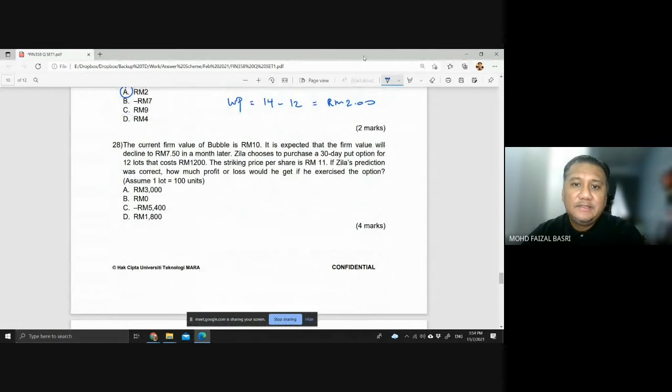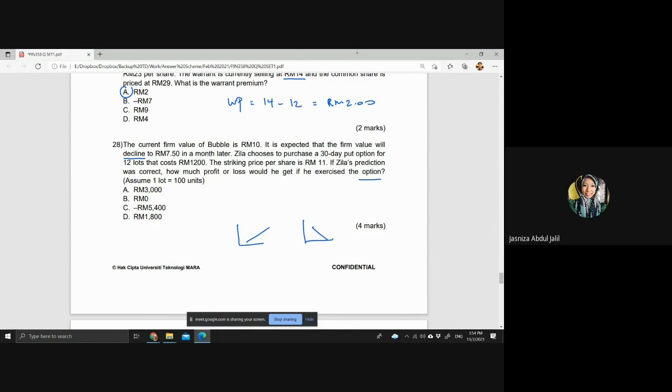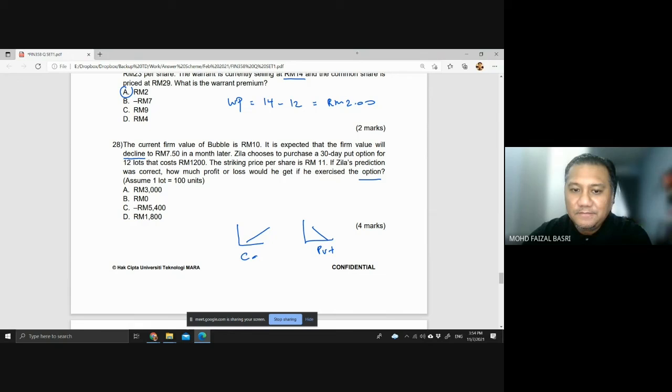28. This is about option. So the current value is 10 ringgit. So look for keywords. Remember bila kita cerita pasal option, always look at the keywords ataupun how dia define dia punya situation. Okay, remember ada graph 2 tu kan? Either to go up ataupun go down. Okay, so dalam case ni dia kata they expected the firm value will decline. So decline macam ni lah. So kalau decline, call ke put? Put option. So this is put, this is call. Okay, so dalam case ni, this is put option lah sebab dia decline.